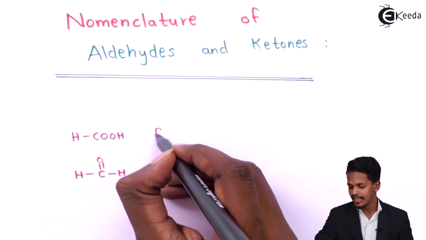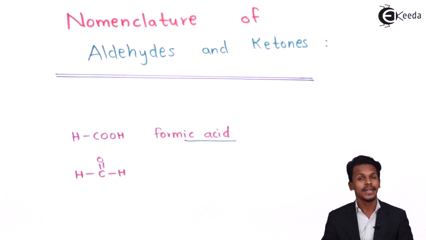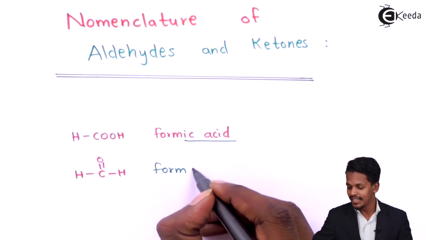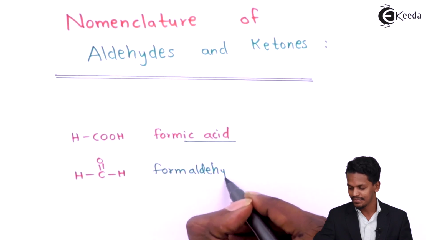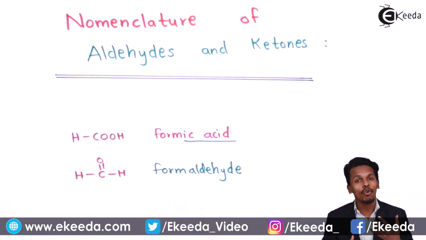So for formic acid, if I write it over here in this way, the word "ic acid" is basically replaced by "aldehyde". That's the reason this organic compound would be named formaldehyde. So this is the name in terms of a common name.